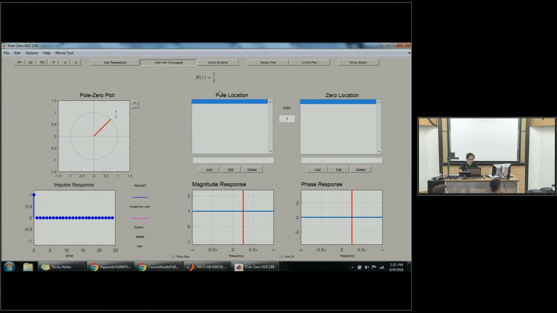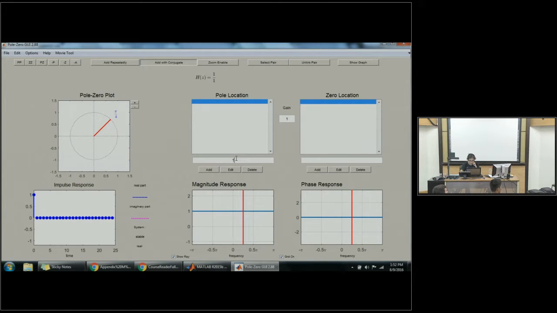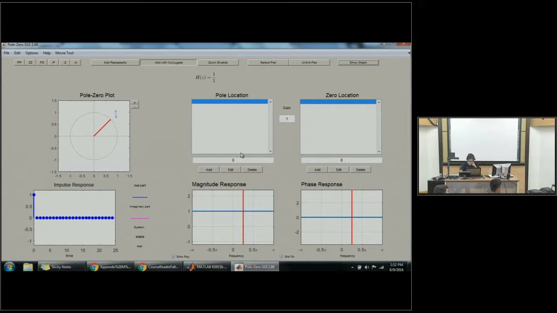So here you have your pole zero plot, top left, then your impulse response, your magnitude response, pole location, zero location, phase response. So let's try a pole location of, what, let's say 1. Oh, sorry. It didn't add anything. Why are you not adding anything? Okay, forget this. Okay, finally.